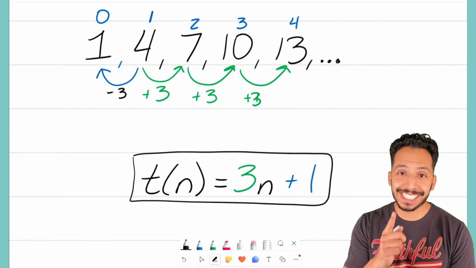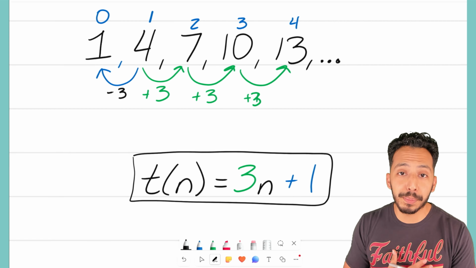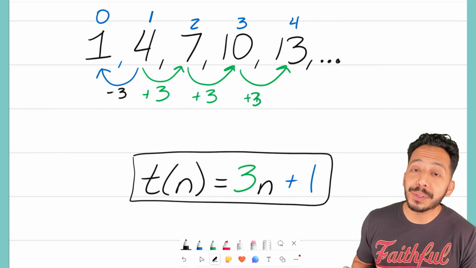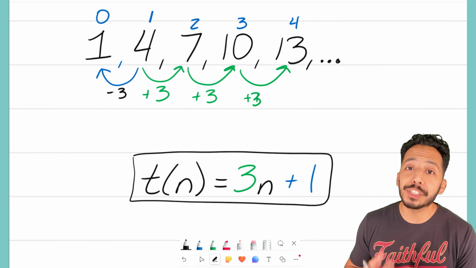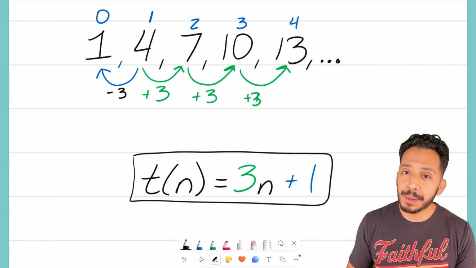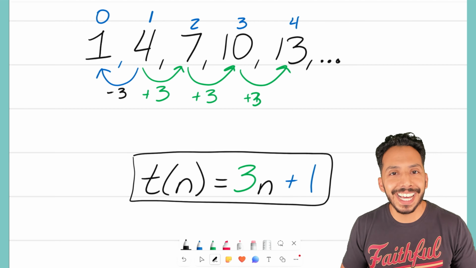Alrighty, y'all. You guys can handle arithmetic sequences, I promise you. It's really just y equals mx plus b. Don't forget that. These are linear, right? They follow that same format, but now it's just written as a sequence.